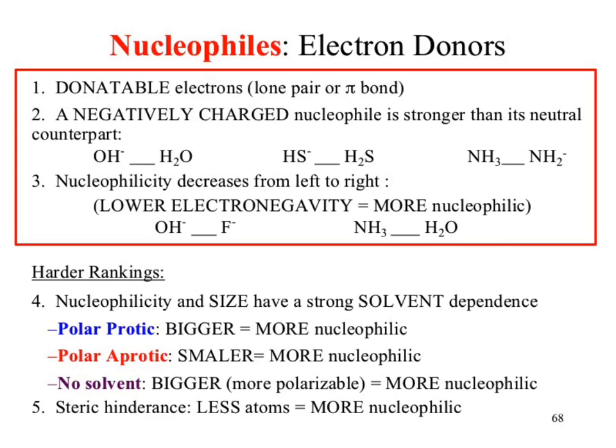If you're in a polar protic solvent, the bigger the atom, the more nucleophilic. If you're in an aprotic solvent, the smaller it is, the more nucleophilic. So we're seeing an opposite trend. And then if no solvent is given, the larger the atom, the more nucleophilic it is, which has to do with polarizability. It's large enough that it can give up those electrons pretty quickly. The last thing is the biggest one, which actually should probably go up higher.